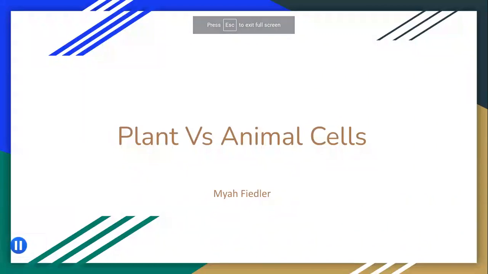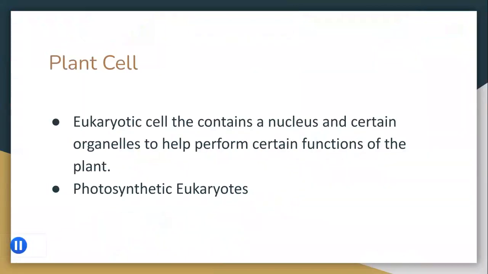Plant versus animal cells, Maya Fiedler. Plant cell: a eukaryotic cell that contains a nucleus and certain organelles to help perform certain functions of the plant. It is a photosynthetic eukaryote cell.